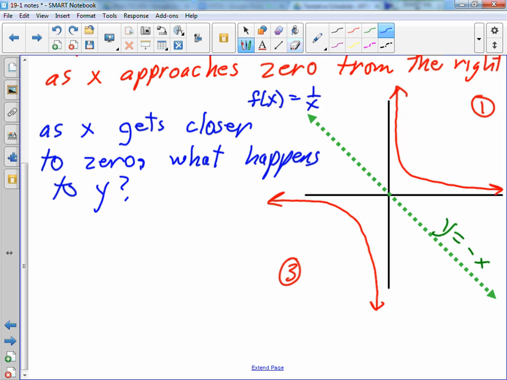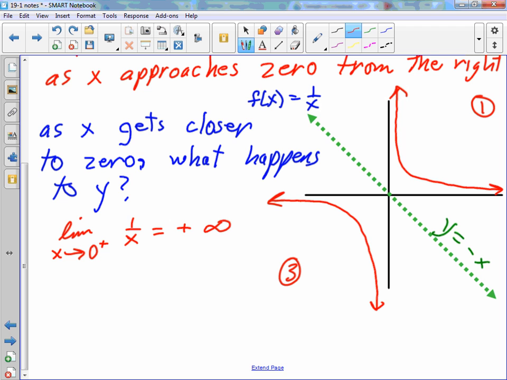It gets really, really big. And the way we say that then is the limit as x approaches 0 from the positive side of 1 over x equals positive infinity. Now we have to be a little careful with infinity. It's not a number. Infinity is not a number, it's a concept.